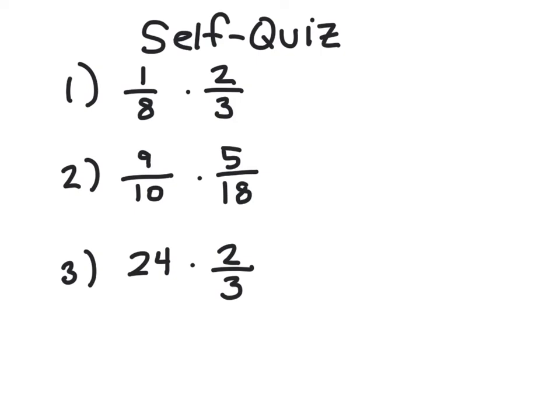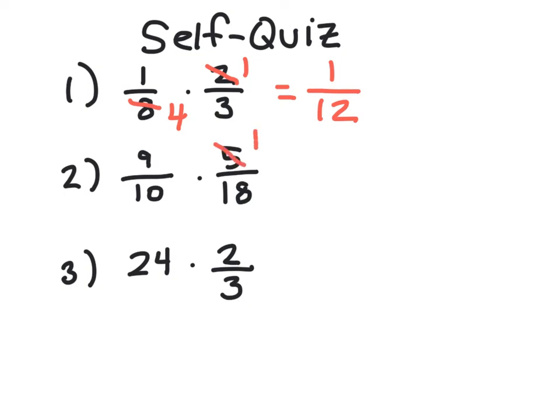Welcome back from pausing the video. On the first problem, let's cancel 2 into 8, 4 times, 1 time into itself, and let's multiply. 1 times 1 is 1. 4 times 3 is 12. All right, the next problem.